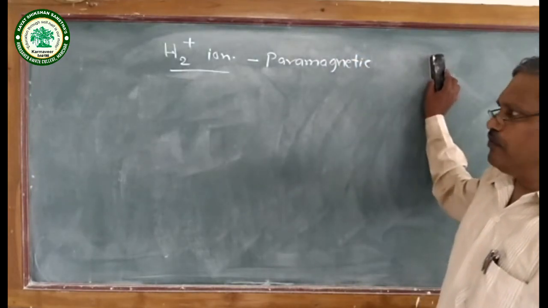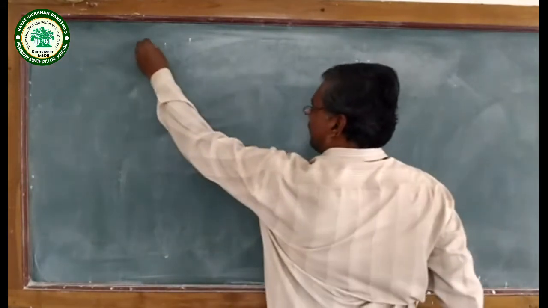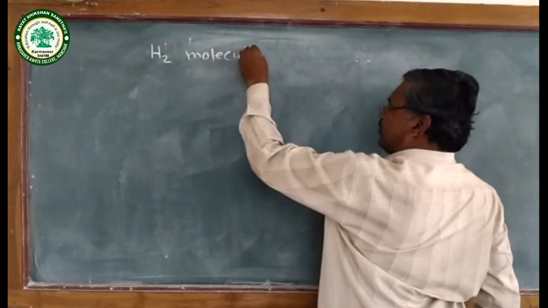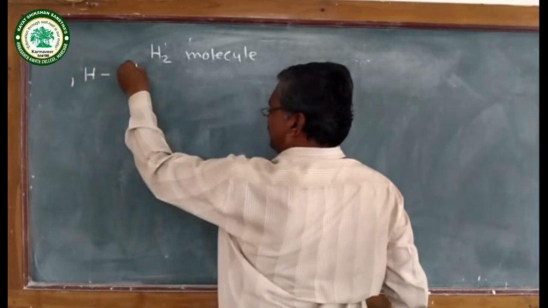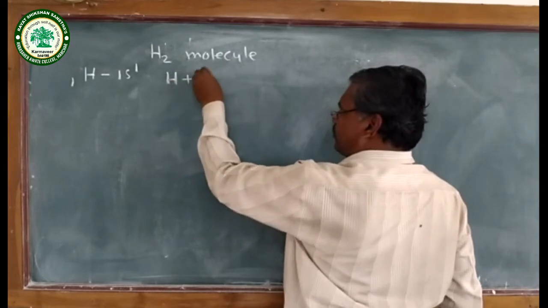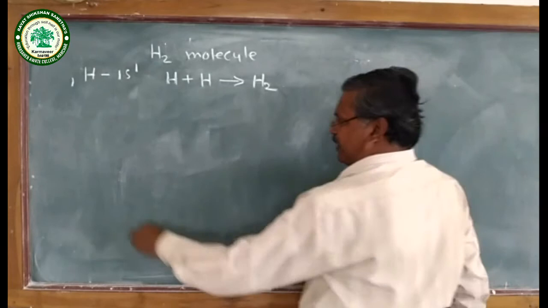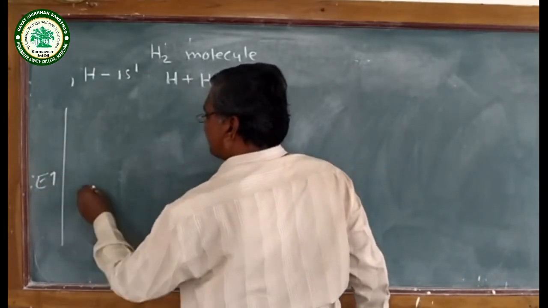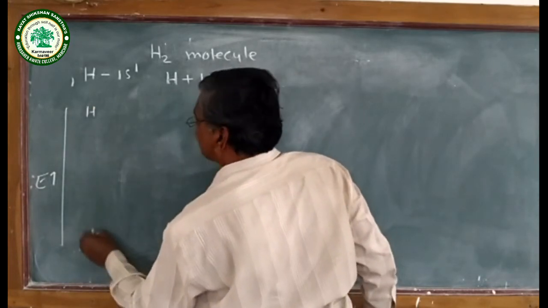Similarly, we can see the MO energy level diagram for formation of the H2 molecule. Hydrogen atomic number 1, 1s1 is the electron configuration. The H2 molecule is formed by the combination of two hydrogen atoms. It gives H2. Hence, the MO energy level diagram can be shown like this. These are the atomic orbitals of hydrogen.